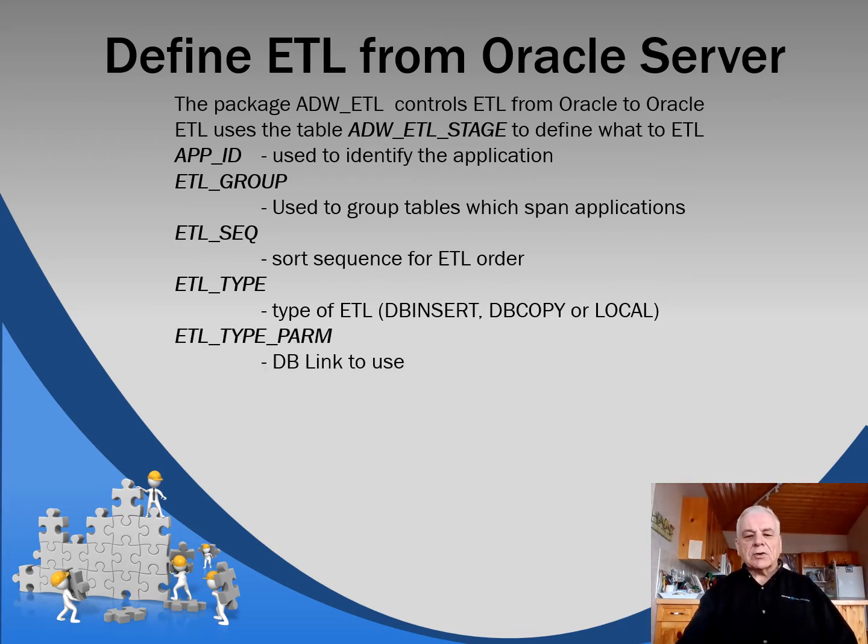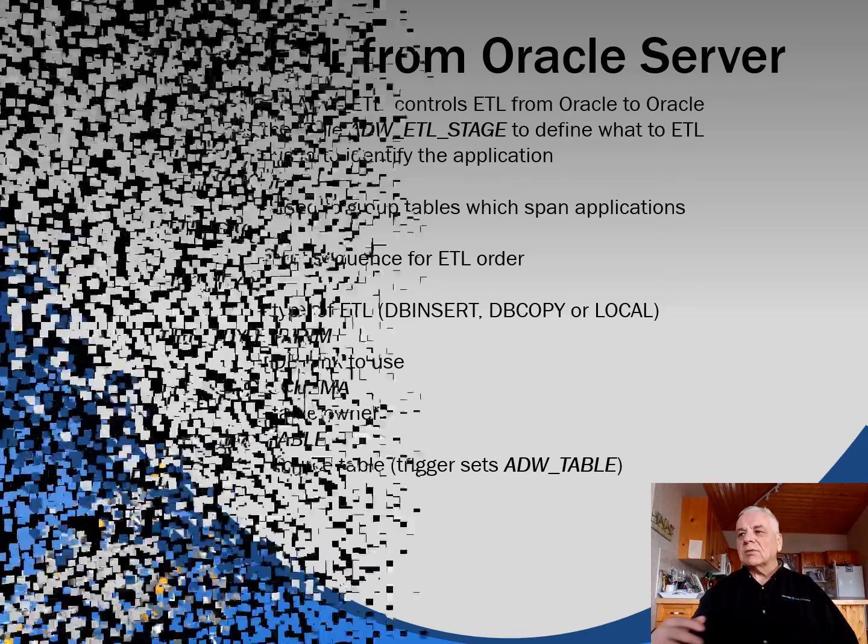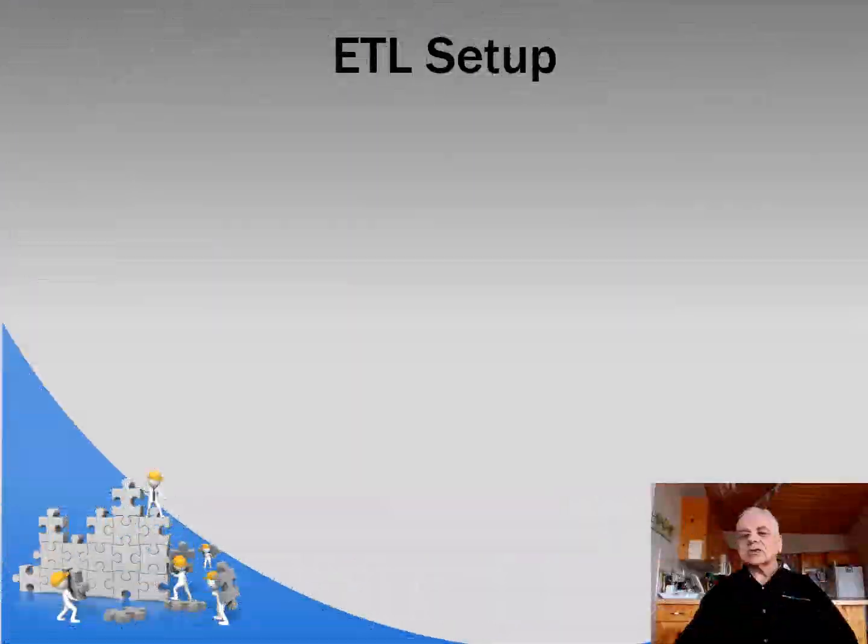The ETL parameter was used to tell me what DB link to use. The ETL source schema was the table owner, so when I went there, I knew which table I needed to get. The ETL source table is the source table that I need to pull. And it also sets a trigger into the ADW tables, the table that is going to store the data.